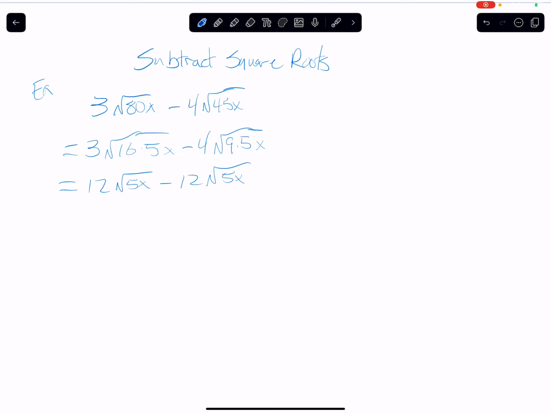Do those have the same radicand? Well, they do. It's 5x. So we can perform the subtraction operation here. Well, what's 12 times the square root of 5x minus 12 times the square root of 5x? Well, 12 minus 12 is 0 times the square root of 5x, and anything times 0 is just 0.